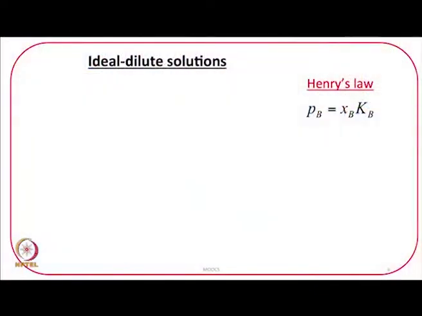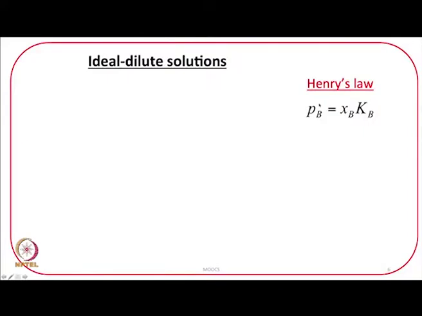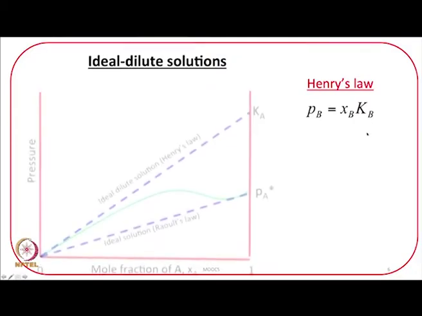There was another observation by Henry, that in a dilute solution, if you plot the vapor pressure of component B, or let us say if I treat B as a solute, against its mole fraction, still you see linearity, but the constant of proportionality is not the vapor pressure of pure component, rather it is another constant. And this K is called Henry's law constant. So, this law Pb is equal to Xb into Kb is called Henry's law.